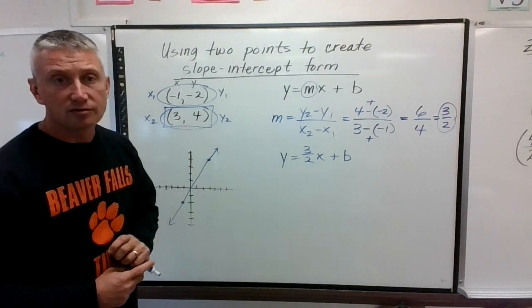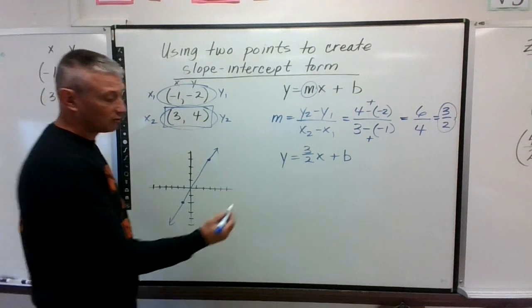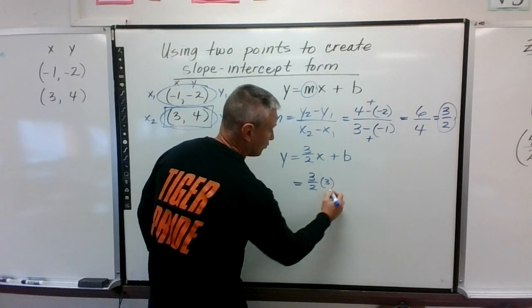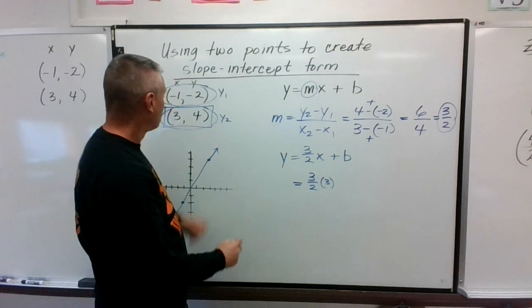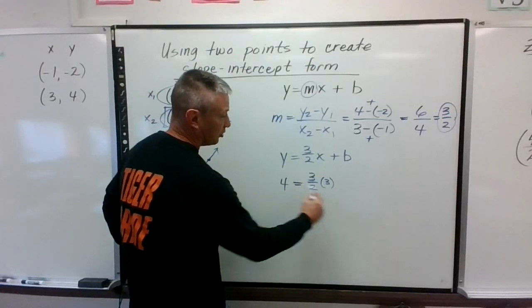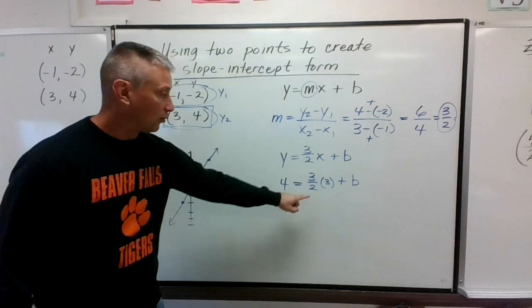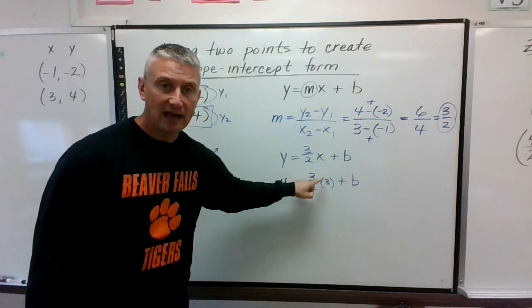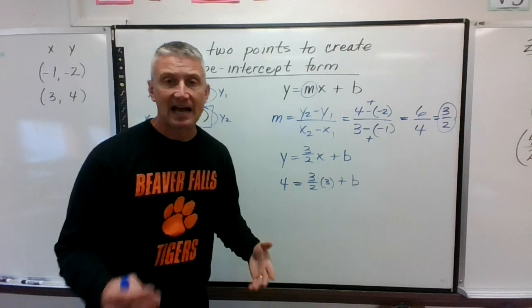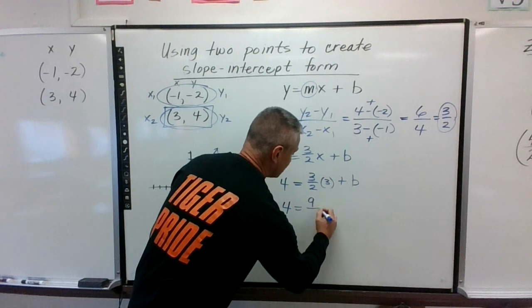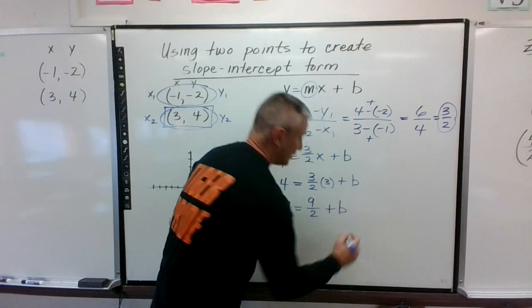So here's what we're going to do with those two positive numbers. X is 3. We're going to put it in there and multiply by 3/2. Y is 4. We're going to put it over here as 4. We can simplify this. 3 halves times 3 over 1 is 9 halves. So this is going to be 4 equals 9 halves plus b.